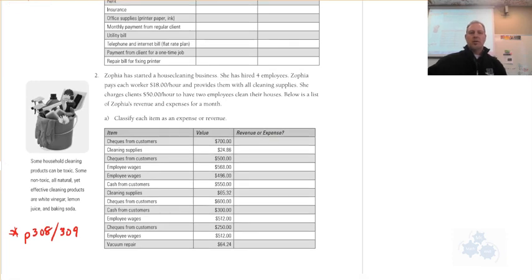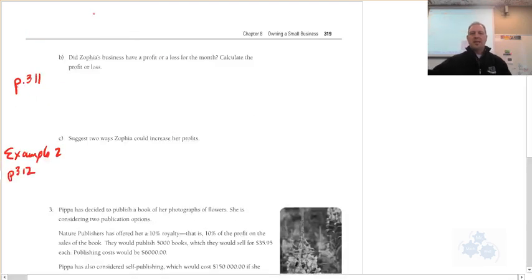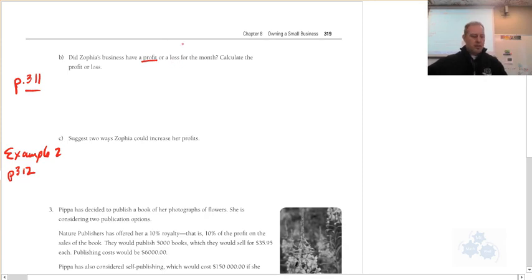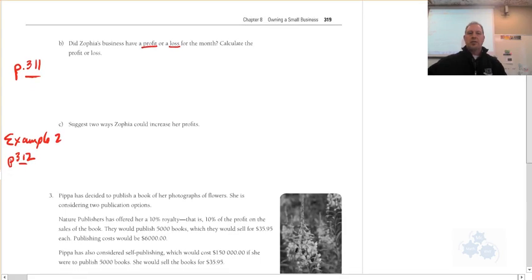So that's 308, 309. When you get to B, you should look at page 311. Okay, on page 311, let's see. I believe that on page 311, yeah, it talks about profit, okay, and loss and how to break even, and so you want to look back to 311. There's also an example on page 312 that you want to look back to as well. That's for number 2. Those are your hints for number 2.